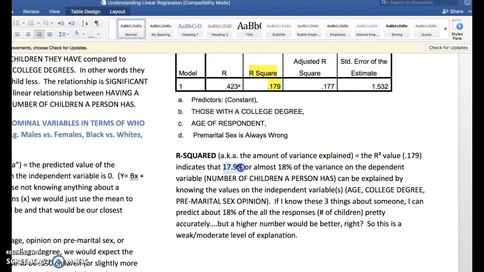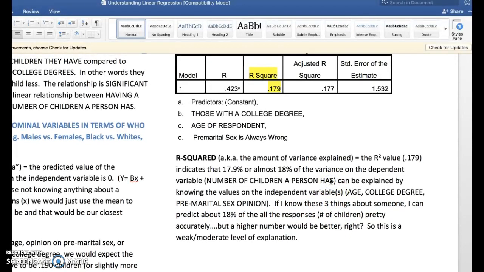So 17.9%, or almost 18% of the variance on the dependent variable, how many children somebody has, can be explained by knowing these 3 things about them: age, college degree, and premarital sex opinion. If I know these things about someone, I can predict about 18% of all the responses in number of children pretty accurately, okay? So I can get pretty good on coverage, but again, that's not great.